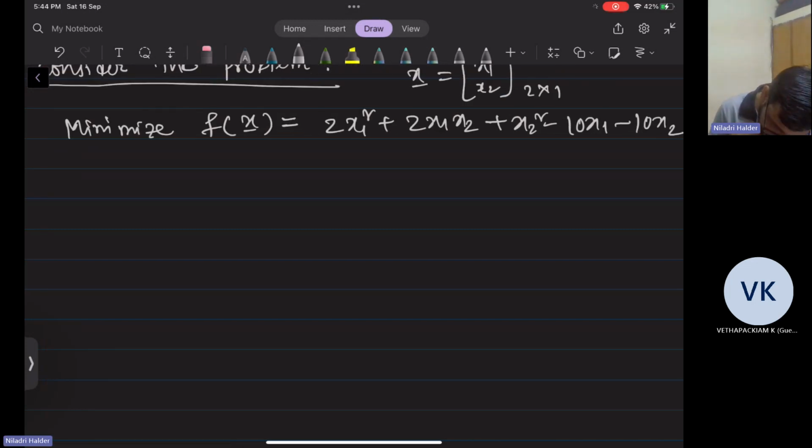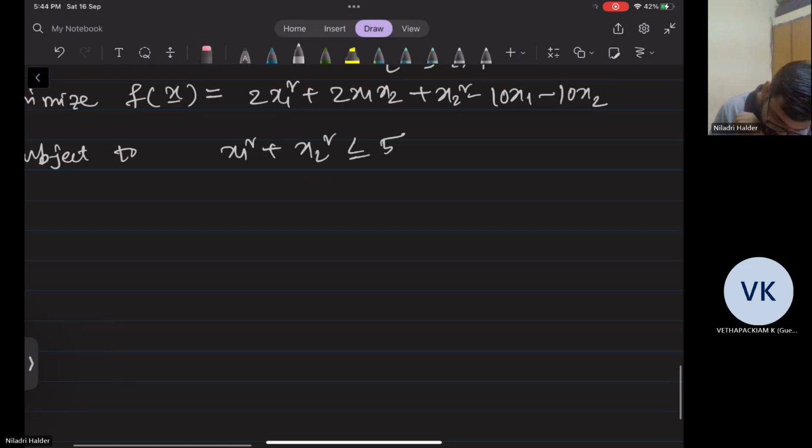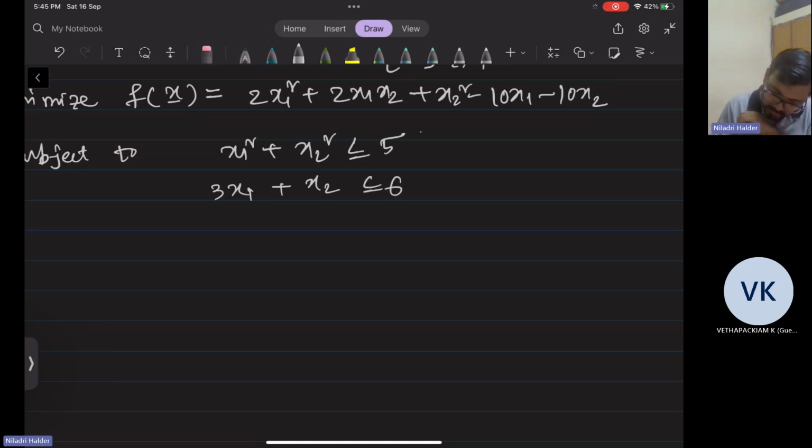Just a random function maybe. Then subject to x1 square plus x2 square less than or equal to 5. Then 3x1 plus x2 less than or equal to 6. Okay, these are the conditions. There is no equality constraint here, only inequality constraints.